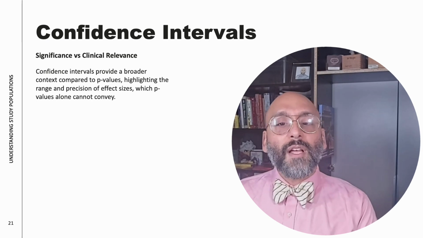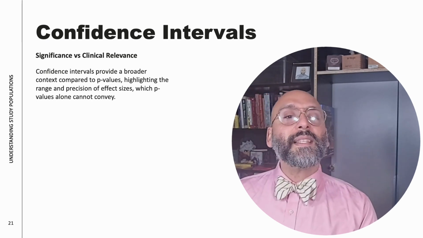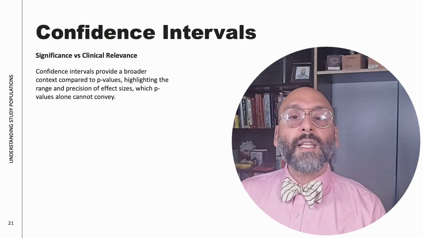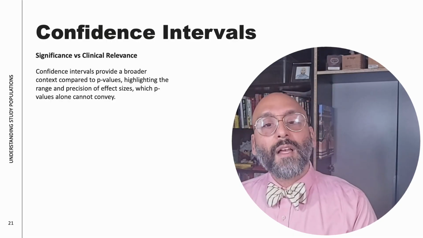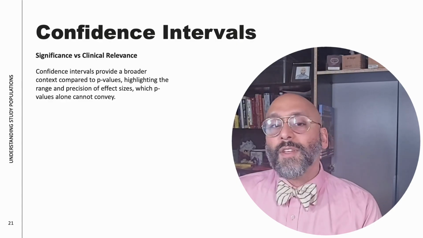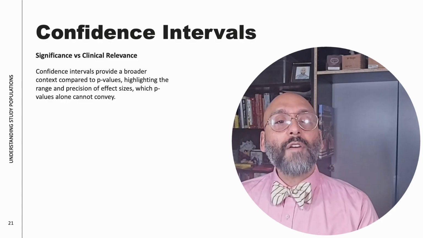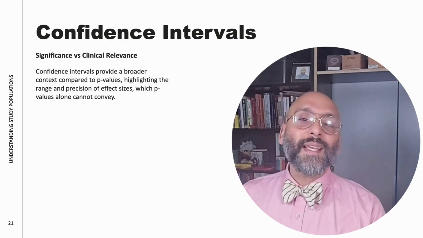A narrow confidence interval suggests more precision. It tells us the effect size is consistently small or consistently large across the likely range. A wide confidence interval signals uncertainty. The true effect could be trivial or meaningful or even negligible. This often reflects small sample sizes, high variability, and noisy outcome measures.